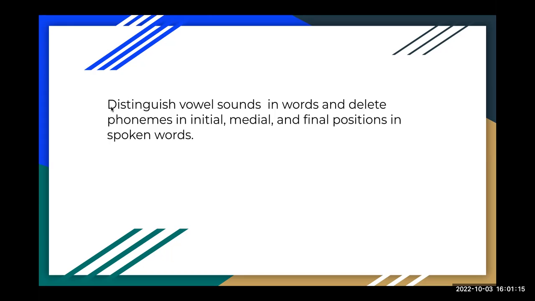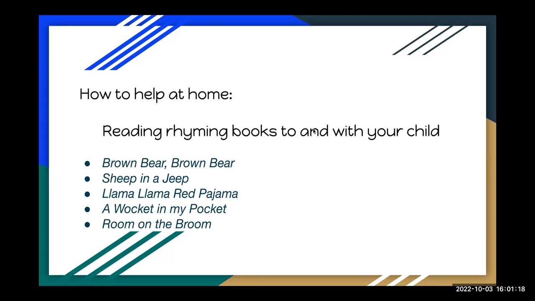So some of the ways that you can help your second grader at home, you can practice reading rhyming books to your child and with your child. For example, Brown Bear, Sheep in a Jeep, Llama Llama Red Pajama. Actually, all of the Llama Llama books are rhyming, so they'll really work. A Walk in My Pocket and Room on the Broom. And what you will eventually want to do is let your child fill in that rhyming word. They should be able to anticipate which word will go in at the end of a line or at the end of a sentence and will work in that text.